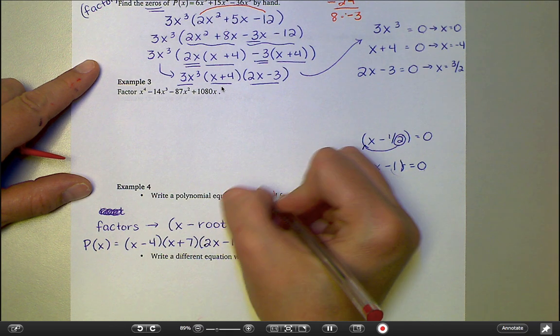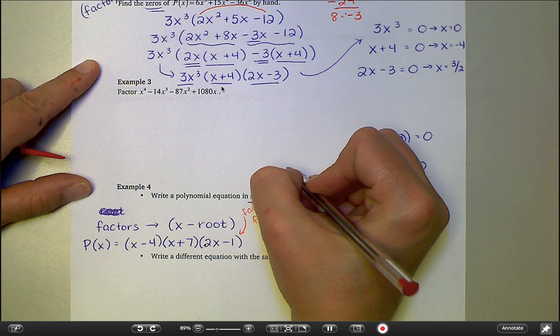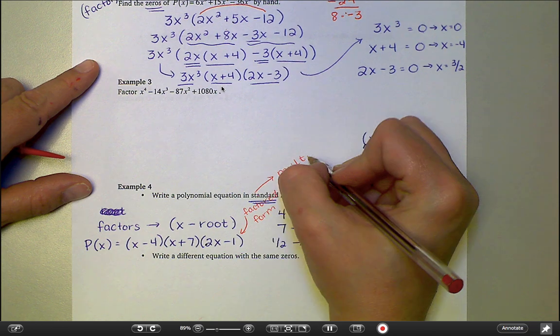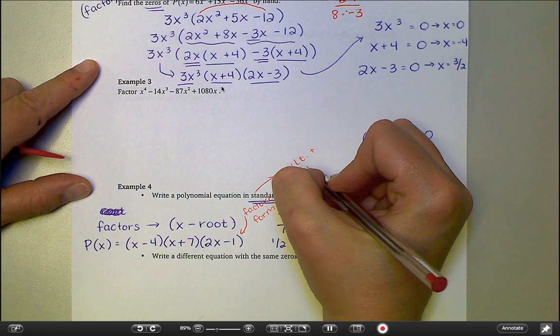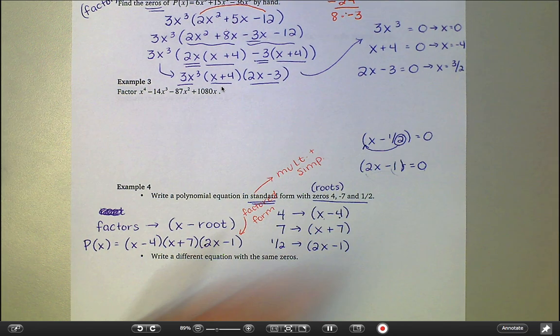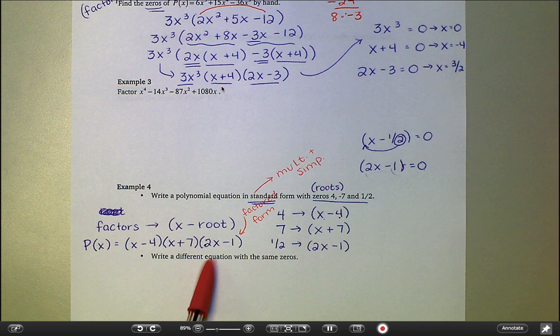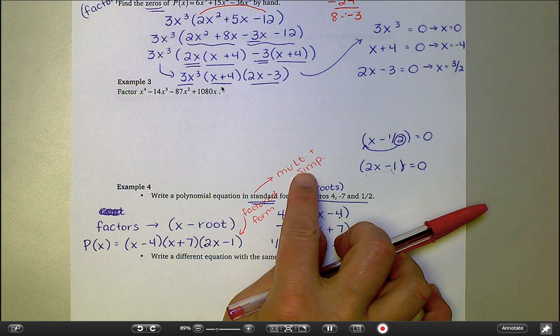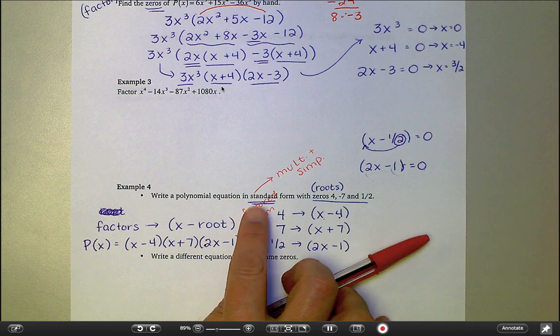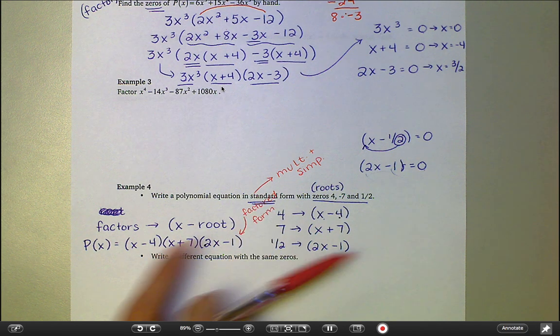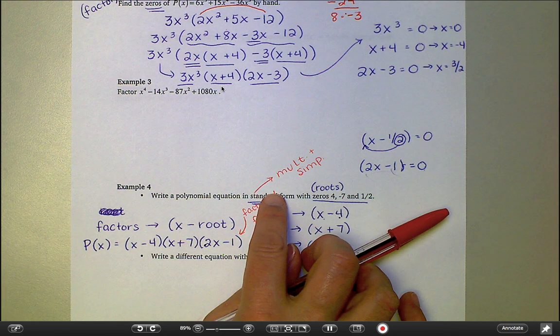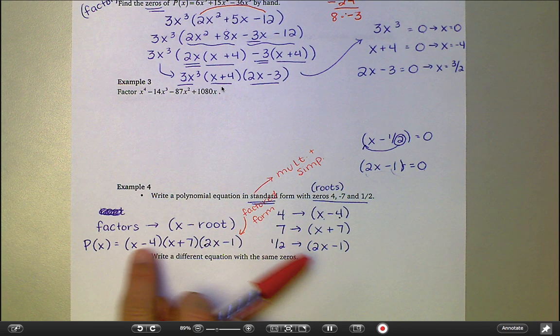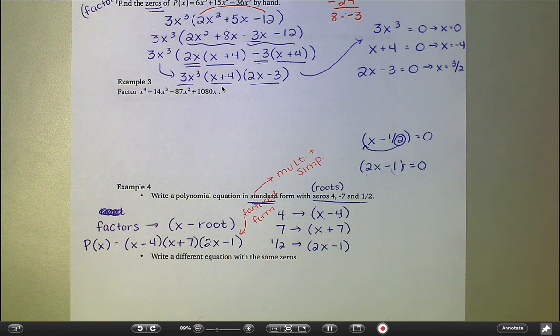Standard form, if I wanted standard form, would mean that you actually multiply it all out and simplify. Multiply and simplify. I'm not going to bore you with that right now because I think that you guys are pretty good with the multiplication. The only time you would have to multiply it all out is if it required you to write it in standard form. If it doesn't say you have to write it in standard form, then factored form is totally fine and you could just leave it like that.